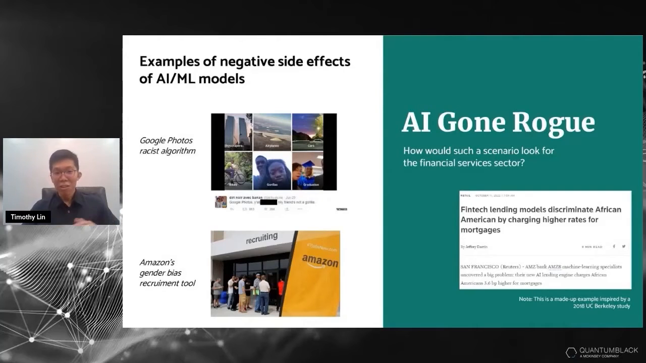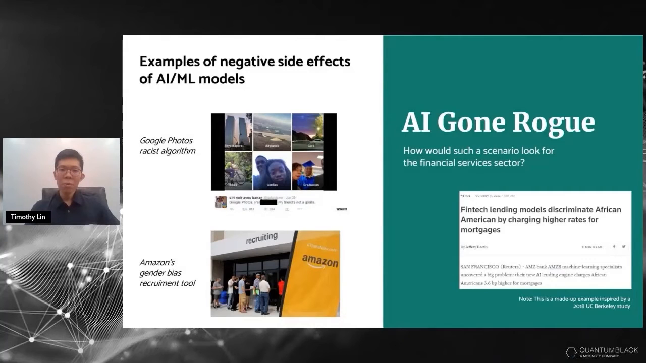In taking the consideration time, I came out with a case study over here where we have a fintech situation where this lending model discriminates against African Americans by charging them higher basis points for mortgages. It's not that far-fetched a scenario, because this is actually based on a UC Berkeley study back in 2018. We found that I think African Americans, at least industry-wide as a whole, were charged about 3.6 basis points higher. I think Latinos were even higher, about 7 basis points.